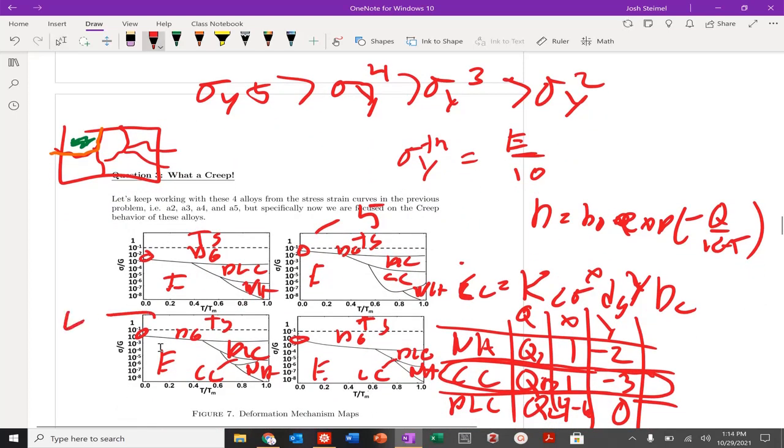This one must be 4. This one, and you could also look at this for the size of the cobalt creep region as well. So again, cobalt creep is the largest here. Why? Because it's my smallest grain size.